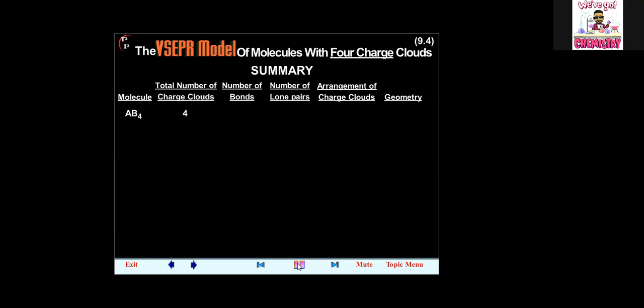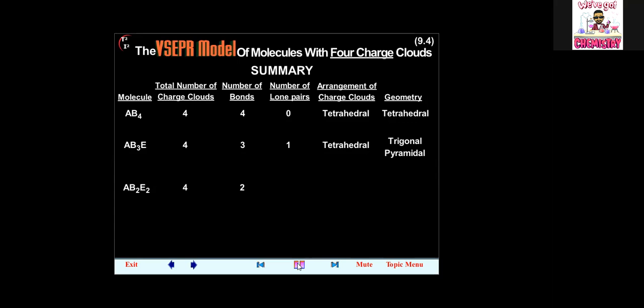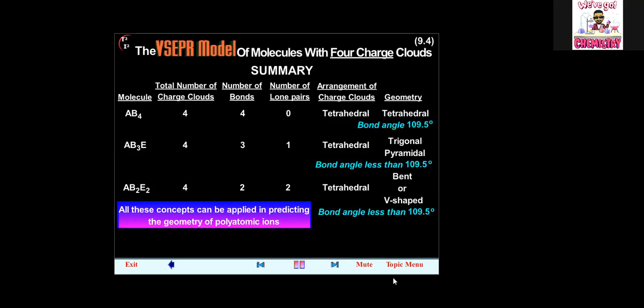Summary: AB4, 4, 4, 0, tetrahedral, tetrahedral. AB3E, 4, 3, 1, tetrahedral, trigonal pyramidal. AB2E2, 4, 2, 2, tetrahedral, bent or V-shaped. All these concepts can be applied in predicting the geometry of polyatomic ions.